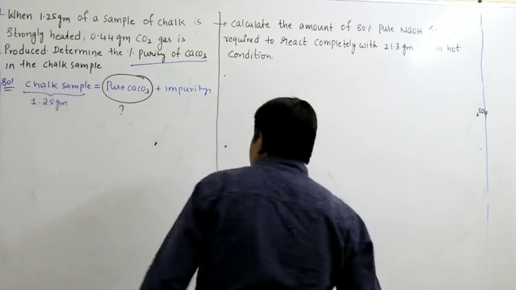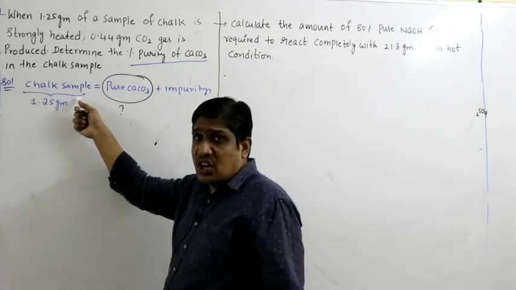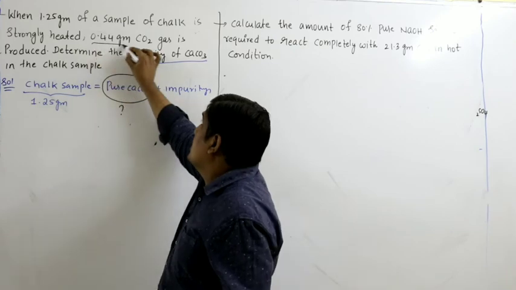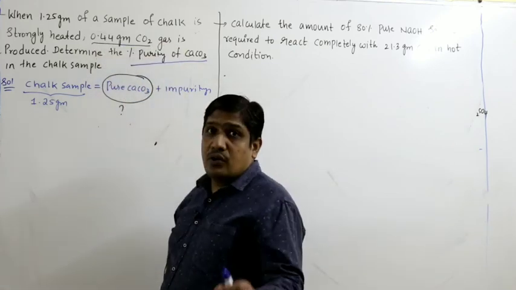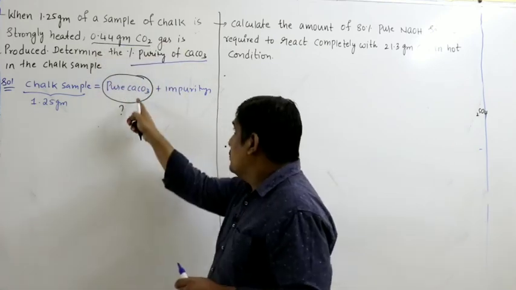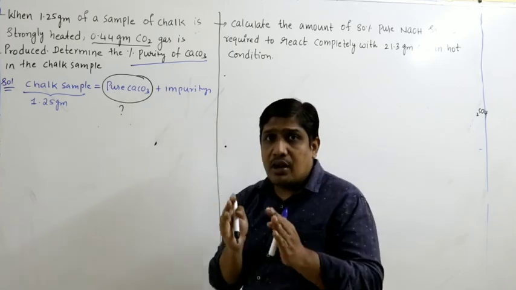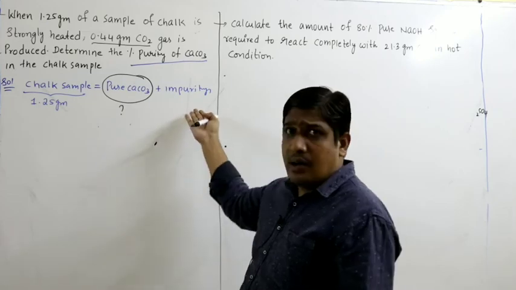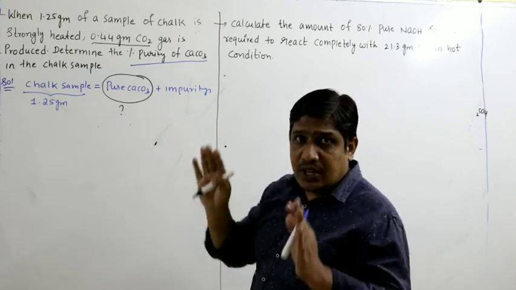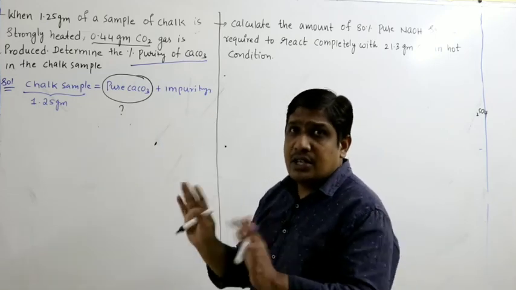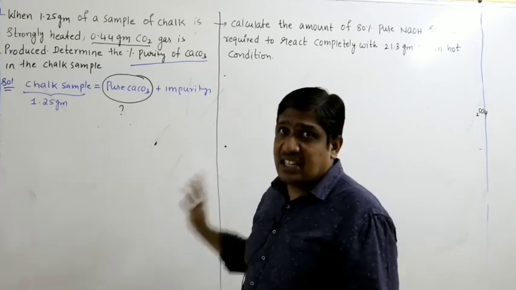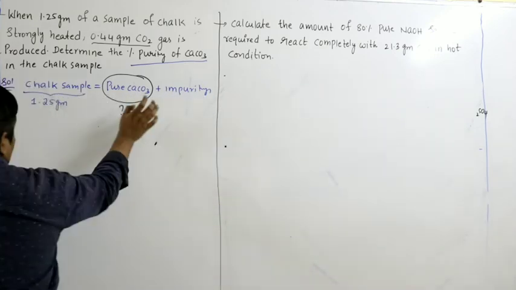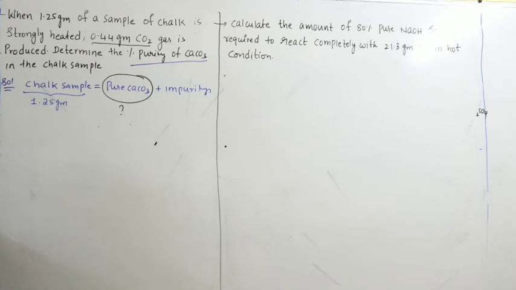For that, what information is given? When you heat this chalk, you are getting how many grams of CO2? 0.44 grams. Now, out of these two components, which component can provide CO2? The answer is CaCO3. We don't know the composition of impurity. We have to assume that it does not contribute to any CO2 on heating. It remains as such. So only CaCO3 gives CO2 gas.